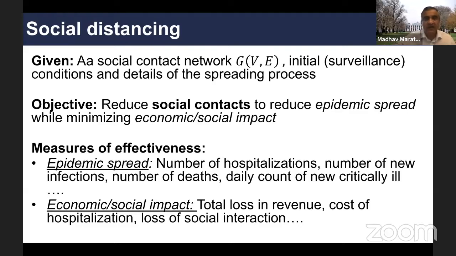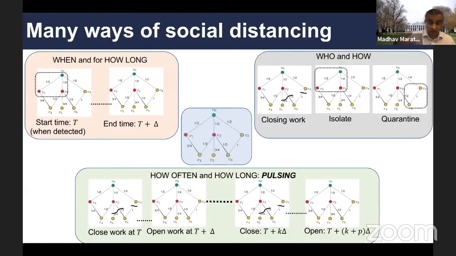The basic idea is that you want to reduce social contacts to reduce the spread, while also minimizing the economic and social impact. Here's an example of what social distancing would mean in our toy example that I showed you before. Let's start from the top left and go around. The first issue is, how do you intervene? When do you intervene and for how long? In this case, for V0, V1, and V2, you're going to intervene, so take them off, and you're going to lift the intervention at time t plus delta.